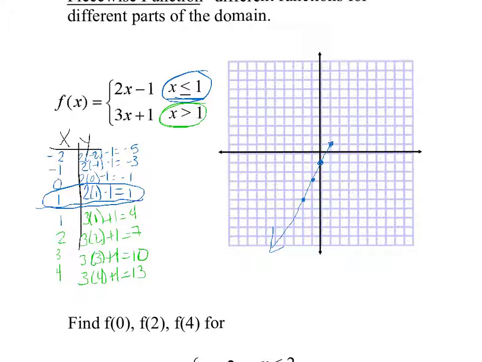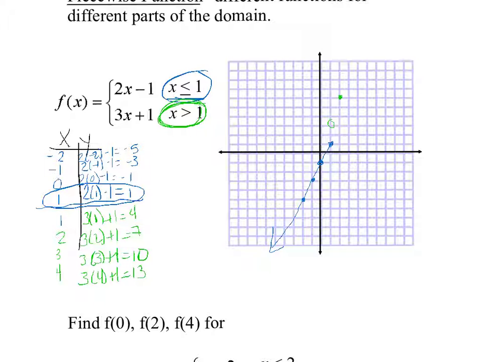So when x is 1, y is 4, but I have to be careful because you'll notice up here it says that x is bigger than 1. And since I don't have that line underneath, I have to do an open circle for this point. So when x is 1, y is 4, I have to put an open circle there. And then when x is 2, y is 7. When x is 3, y is 10.